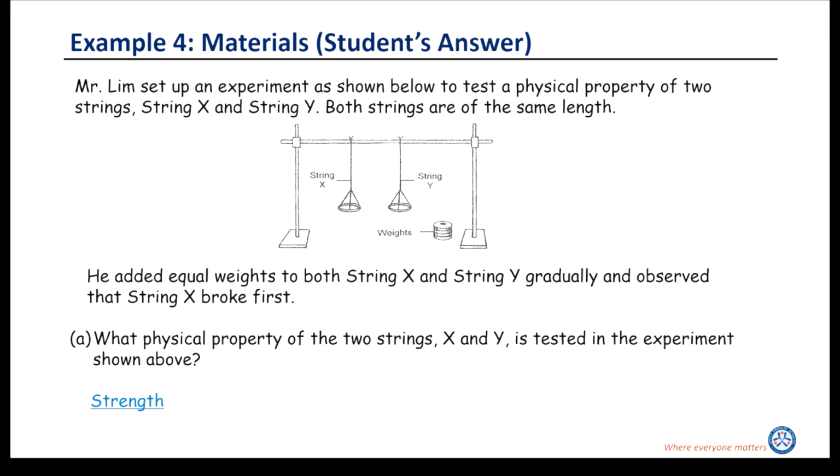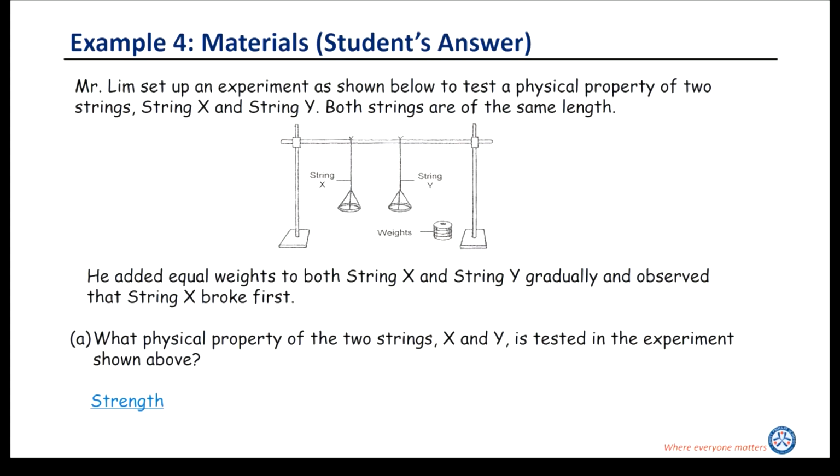Let us look at the fourth question with the student's answer. Mr. Lim set up an experiment as shown below to test a physical property of two strings, string X and string Y. Both strings are of the same length. He added equal weights to both string X and string Y gradually and observed that string X broke first. Part A. What physical property of the two strings X and Y is tested in the experiment shown above?